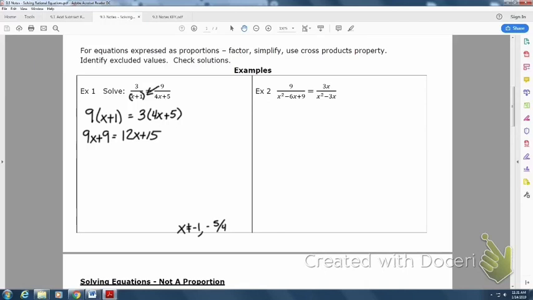And after that I would solve. So I would subtract 12x to the left to get negative 3x. I would subtract 9 to get 6. And x would equal negative 2.